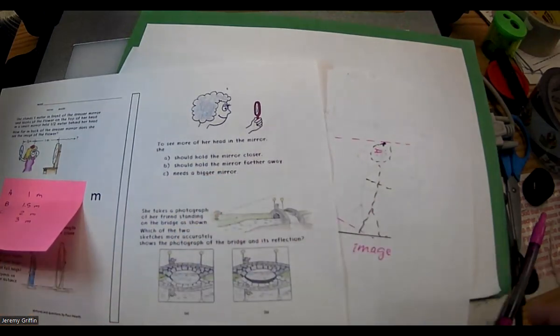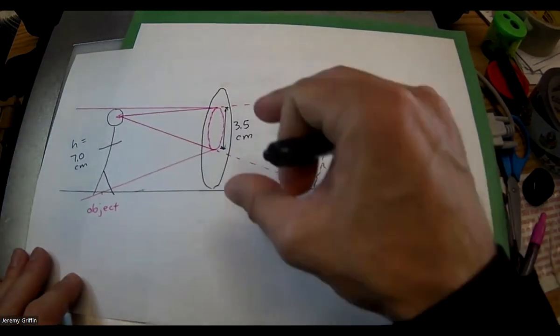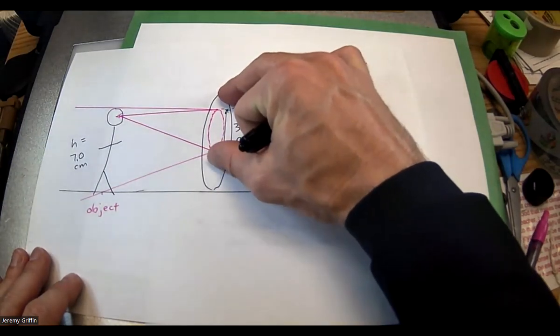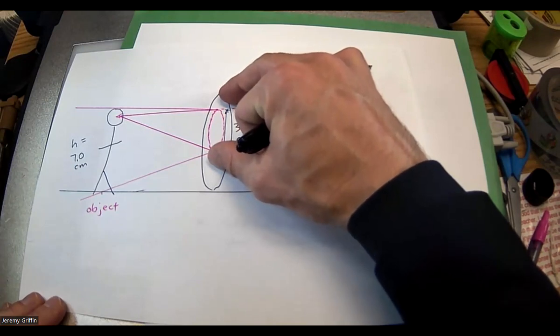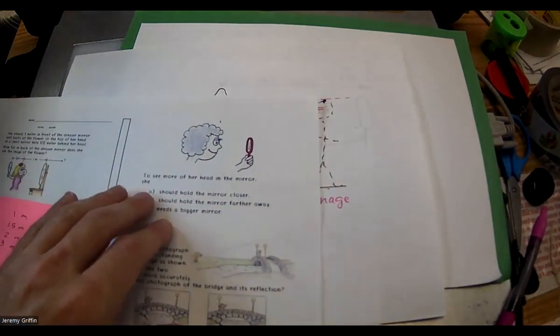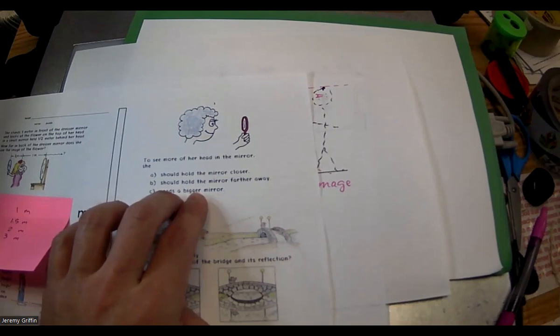Well, we just kind of walked through this, right? Like this guy, if he wants to see his entire self, he just needs a mirror that's half of his height. Once he has a mirror half his height, he can see his entire self. Right? It doesn't matter how close or far away he stands. So if you got that, then the answer's got to be C. She just needs a bigger mirror. Okay? And you can try this yourself.